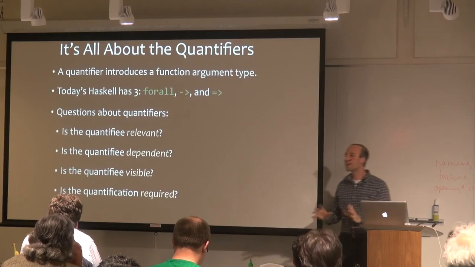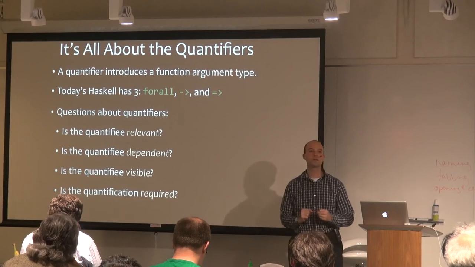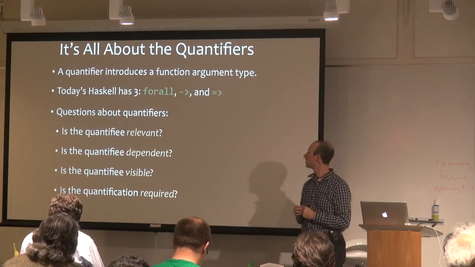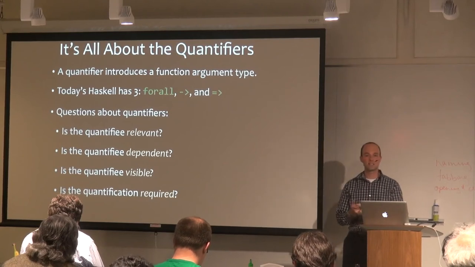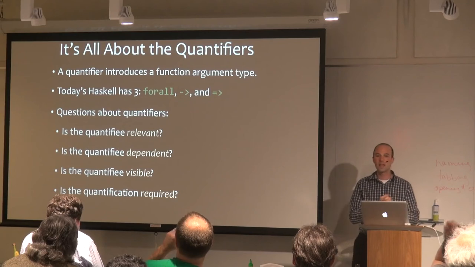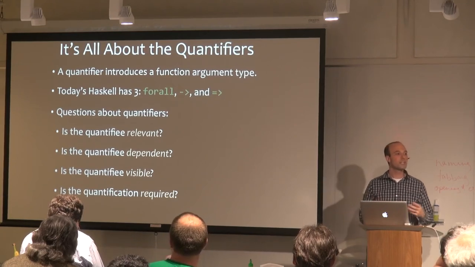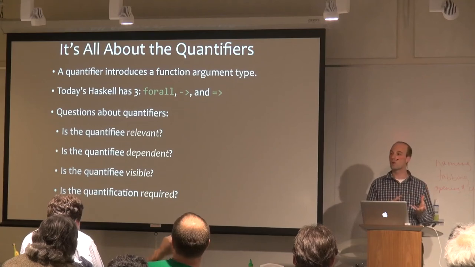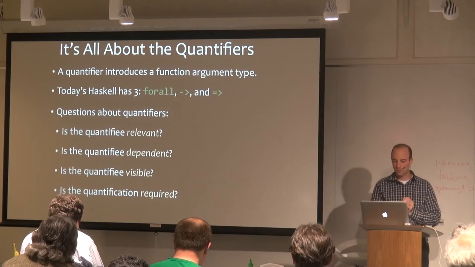So this change is all about quantifiers. A quantifier is something that introduces a function. Right now, Haskell has three different quantifiers. It has forall, which introduces a type-level function. We have the arrow, and the double arrow, which introduces a term-level argument, but it's invisible. We don't actually see what happens.